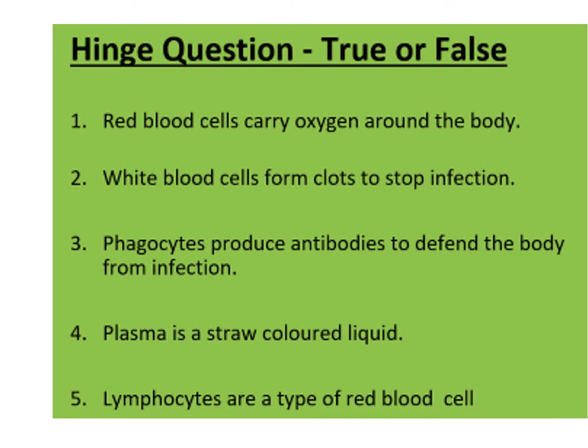Next, we've got some Hinge questions. So pause the video while you work out whether those are true or false. Number 1, red blood cells carry oxygen around the body. Number 2, white blood cells form clots to stop infection. Number 3, phagocytes produce antibodies to defend the body from infection. Number 4, plasma is a straw-coloured liquid. And number 5, lymphocytes are a type of red blood cell.